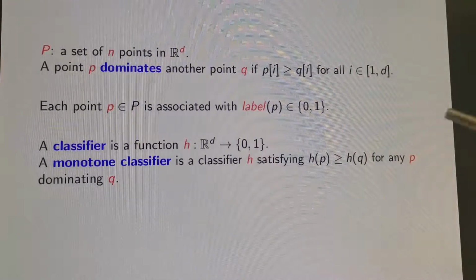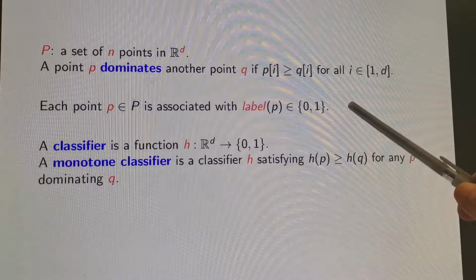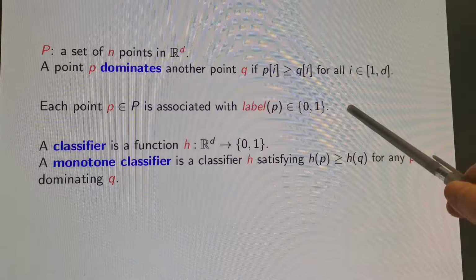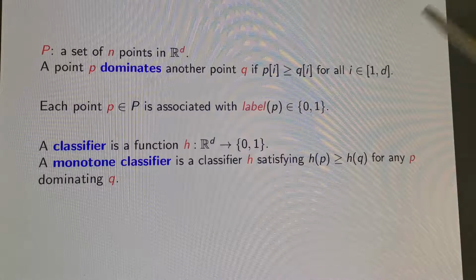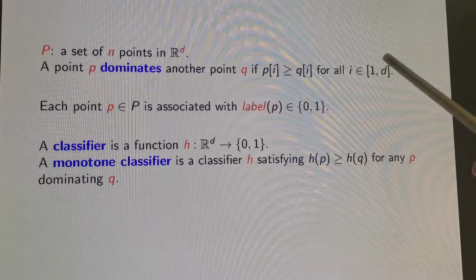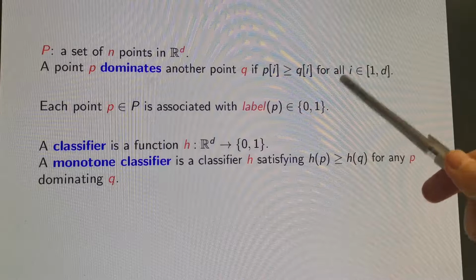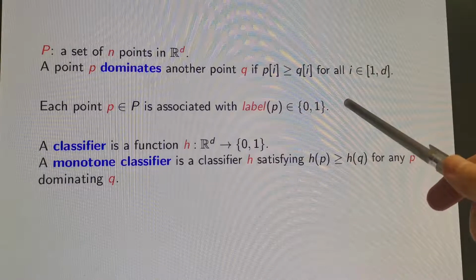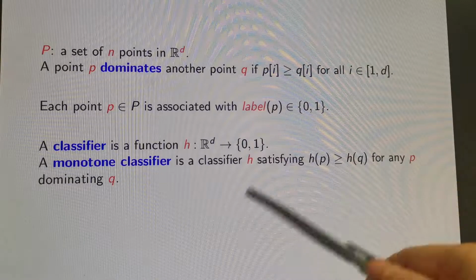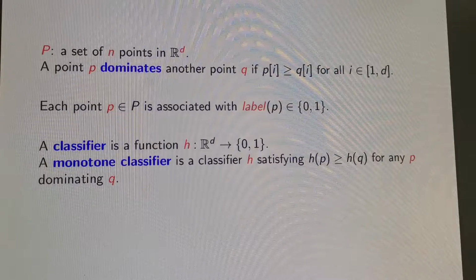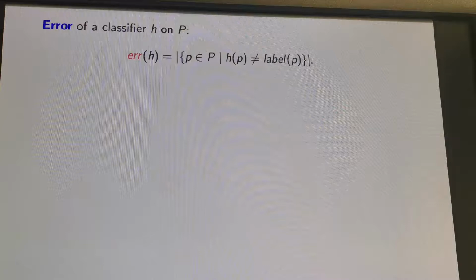Essentially, if you think about P is here, and if P has the label 1, then everything in its upper right corner will have to receive label 1. Conversely, if this P has label 0, then everything in its lower left corner will have to receive label 0. All right, now suppose you have fixed a classifier.